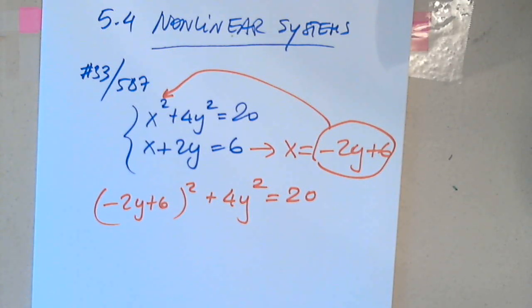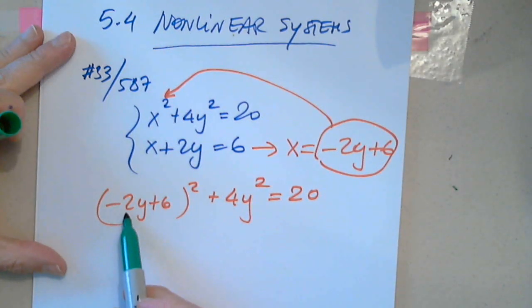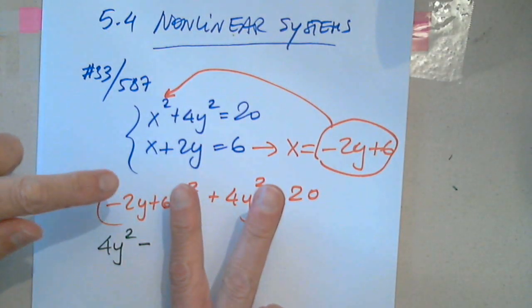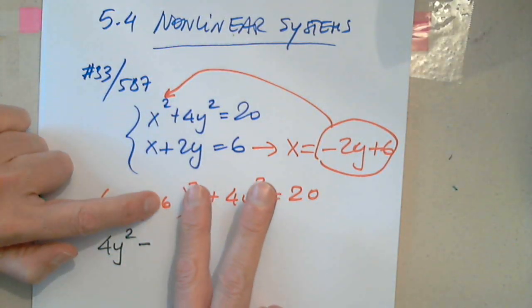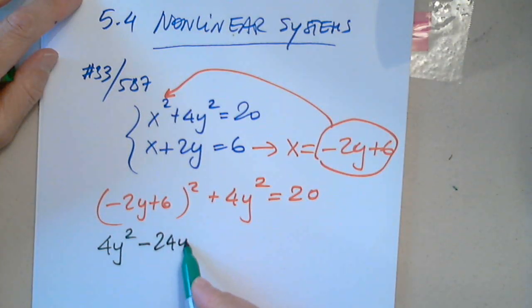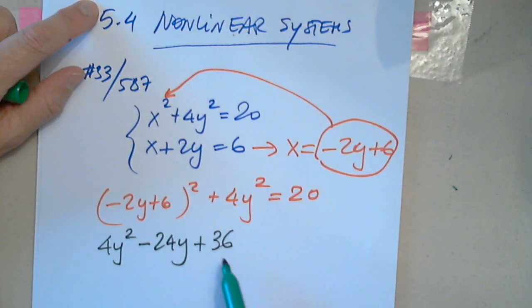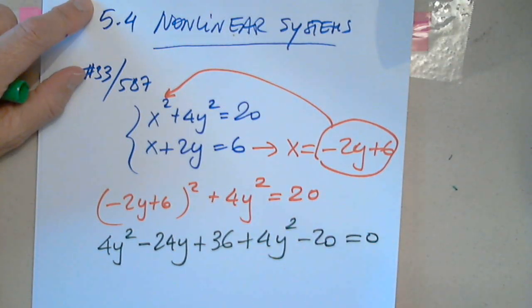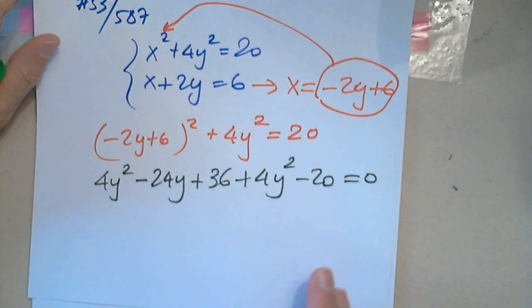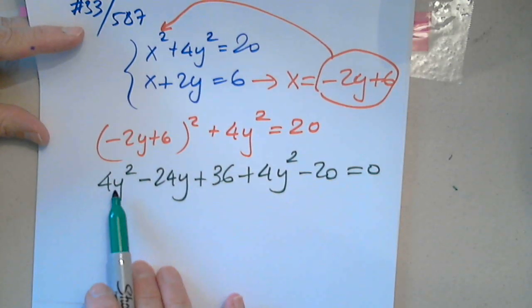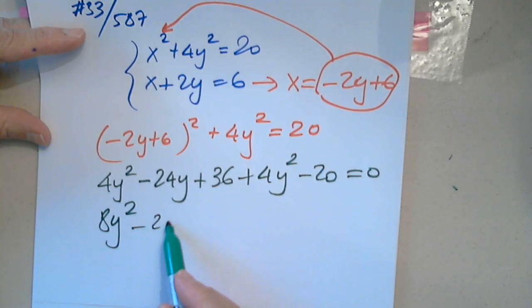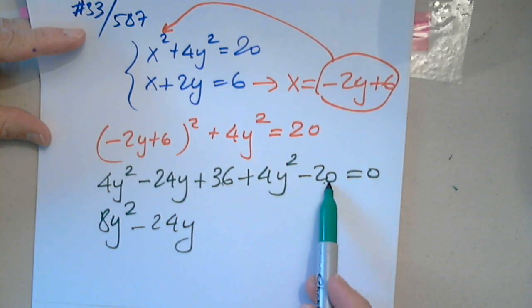Please make me proud. This was the first thing we did. Thank you. Very good. The first term squared, 4y squared, minus 2 times 2 is 4 times 6 is 24y, and plus 6 squared, plus 4y squared minus 20 equals 0. And I know what type of equation this is. So I have 4y squared with 4y squared, so it's quadratic, minus 24y, and then plus 16.